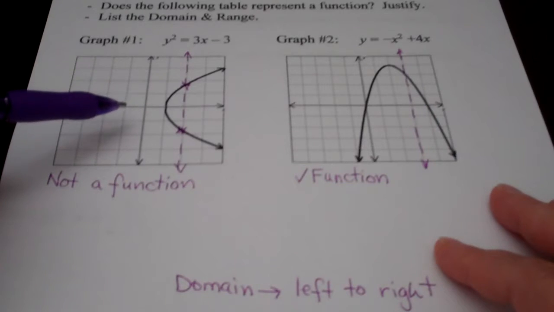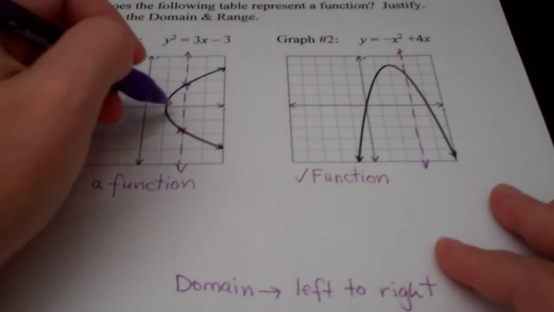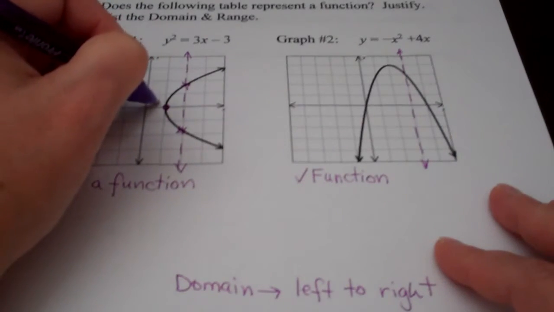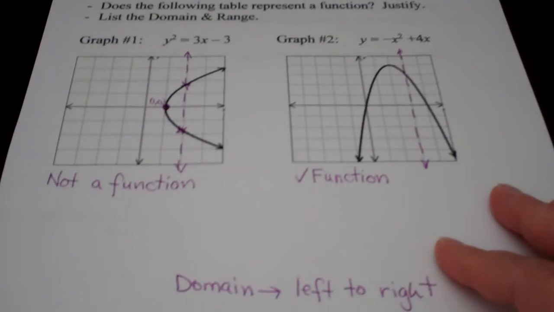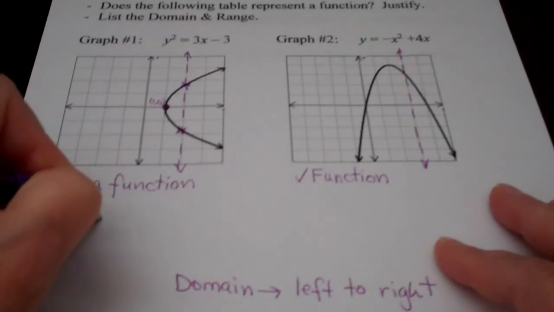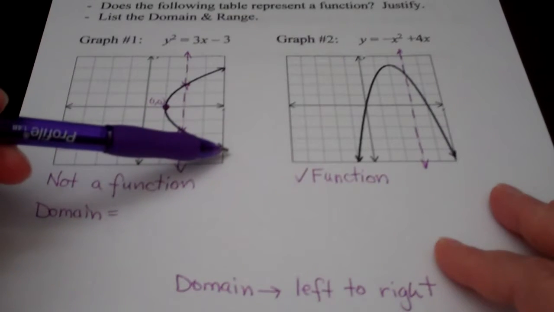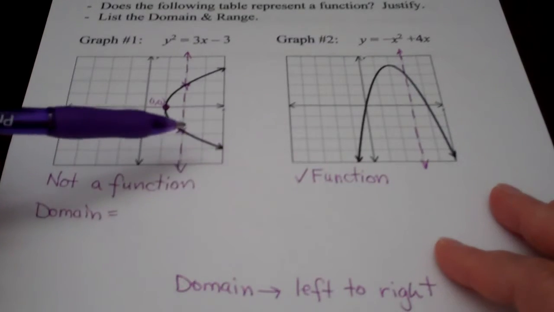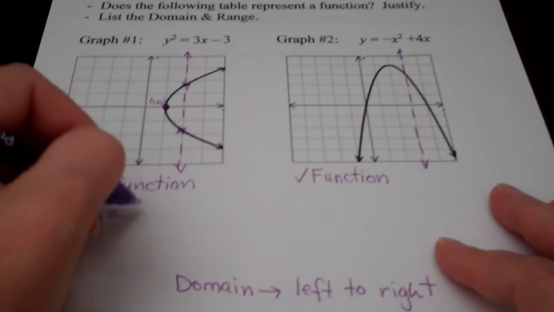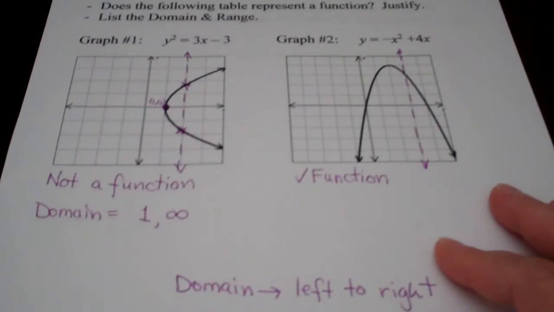And so if we look at, let's start with this first graph. We want to say, okay, is there a leftmost point? And there is right here. And that point is at the point (1, 0). So the leftmost x value would be 1. And do we have a rightmost point? Notice these arrows on the right hand side. So this sort of a sideways parabola is going to continue on to the right forever. So we're going from 1 on the left to infinity on the right.